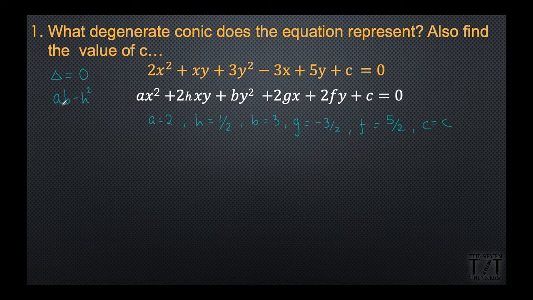So now first we need to find out the value of ab minus h square. So 2 into 3 minus 1 by 2 whole square, and this value is 6 minus 1 by 4, that would be equal to 23 by 4, and hence this value is greater than 0. And if ab minus h square is greater than 0 for a degenerate conic, this represents a single point.